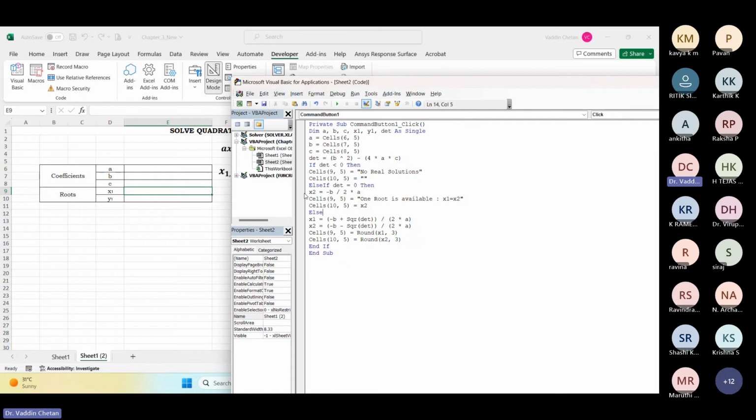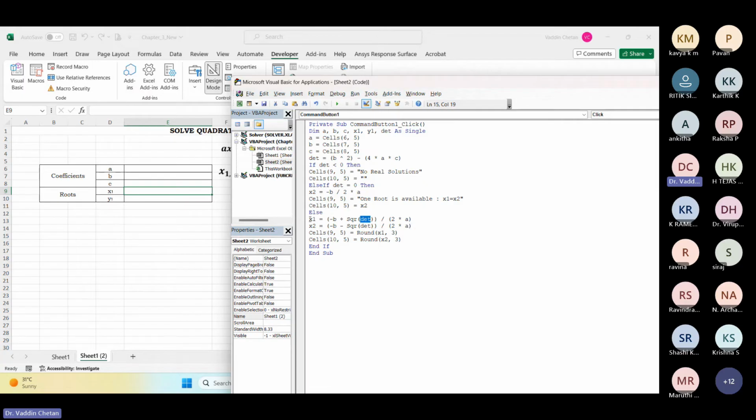Else, obviously it will be greater than 0. If it is greater than 0, it will have two roots. One is minus b plus square root of b square minus 4ac divided by 2a, and the second one is minus b minus square root of b square minus 4ac divided by 2a. I don't need to calculate b square minus 4ac again because I have already calculated it and given it as det. So I can directly give x1 as minus b plus square root of det divided by 2a, and x2 is minus b minus square root of det divided by 2a.